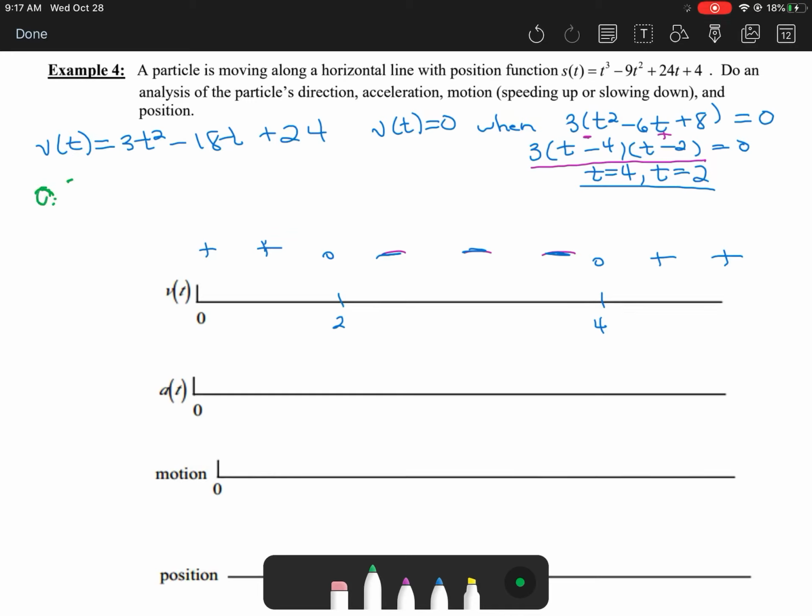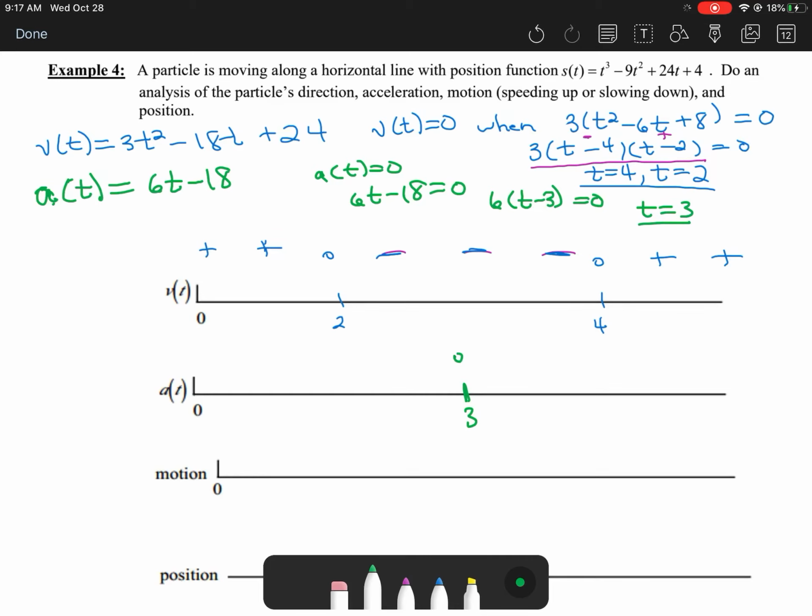Okay, so let's do acceleration then. Again, that's going to be the derivative of my velocity. So I get 6t minus 18. Okay, so when is my acceleration equal to 0? So I'm going to take 6t minus 18, set it equal to 0. I know that is just like a two-step equation, but I'm going to go like this just because then I can help myself see when I'm plugging in numbers for my sign chart. Okay, so t is 3. That's when my acceleration is 0.